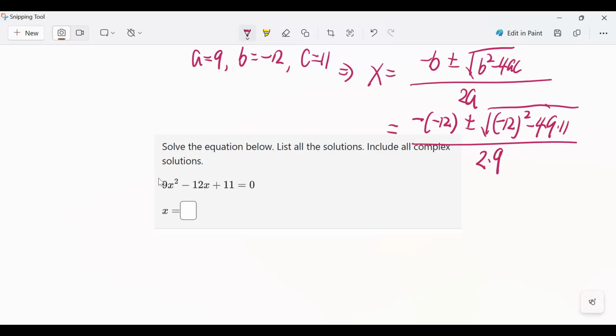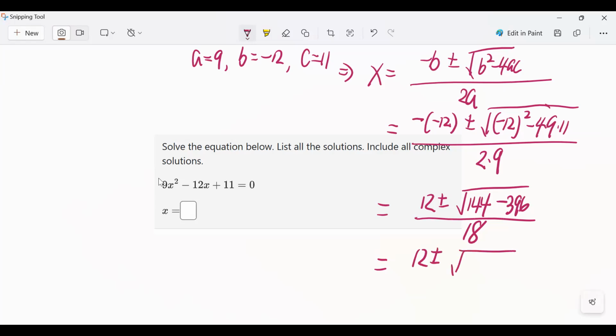So we have 12 plus minus the square root of 144 minus 36 times 11, 396, over 18. So we simplify: plus minus the square root of 144 minus 396, that's going to be negative 252. Yep. And over 18. Right, so now let's simplify further.